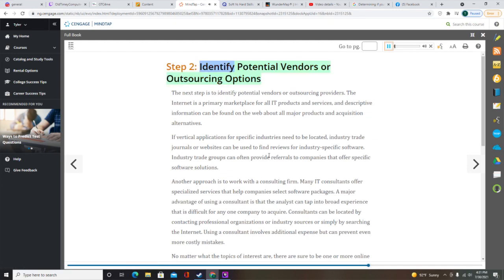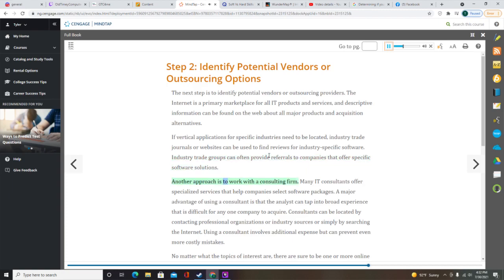Step 2. Identify potential vendors or outsourcing options. The next step is to identify potential vendors or outsourcing providers. The Internet is a primary marketplace for all IT products and services, and descriptive information can be found on the web about all major products and acquisition alternatives. If vertical applications for specific industries need to be located, industry trade journals or websites can be used to find reviews for industry-specific software. Industry trade groups can often provide referrals to companies that offer specific software solutions.